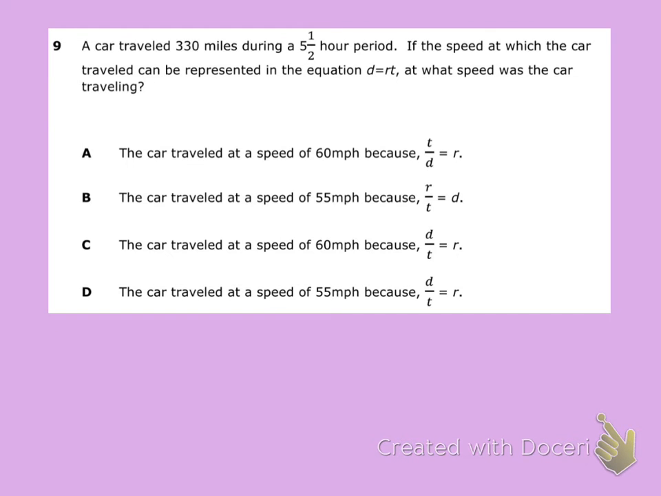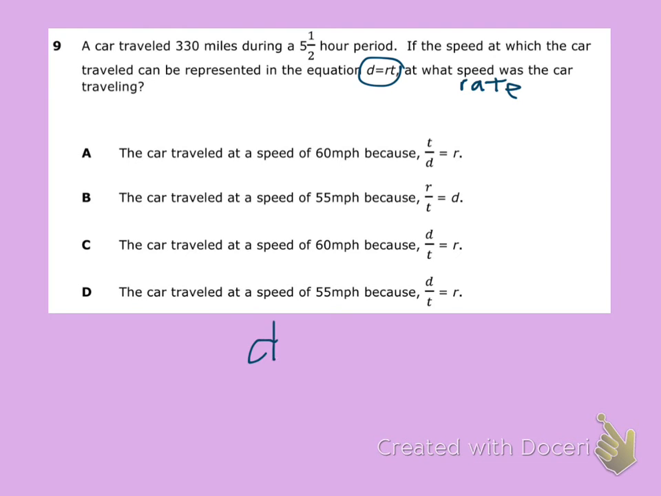Number 9. A car traveled 330 miles during a 5.5 hour period. If the speed at which the car traveled can be represented by the equation d equals rt, at what speed was the car traveling? Okay, so it's asking for what speed. That's the rate.